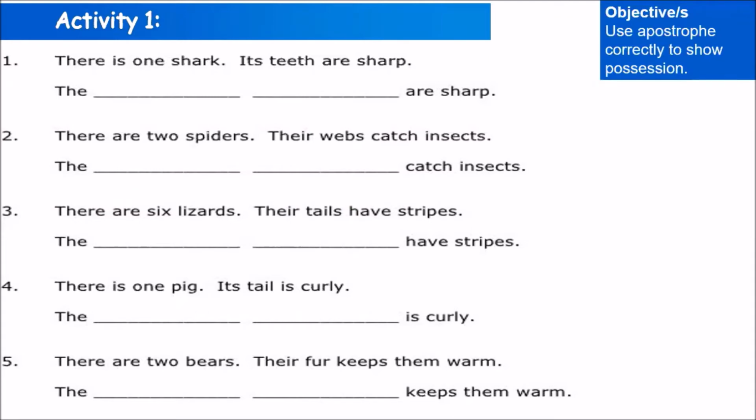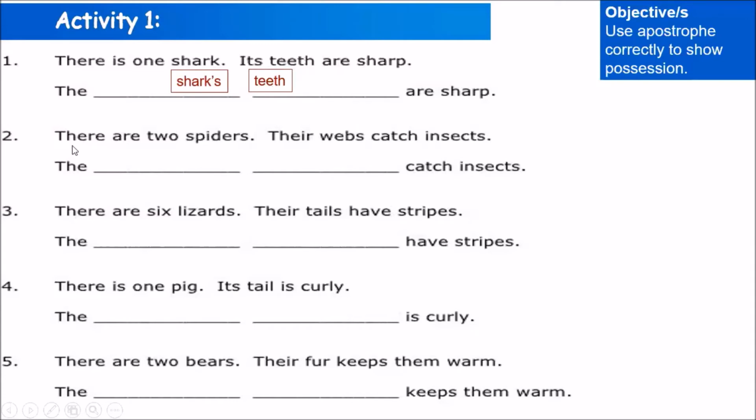So we start with the shark, followed by apostrophe S, since the word shark does not end in S. And what does the shark own, or what does the shark have? What does it have? It has teeth. So we write what the shark owns, or what the shark has. The shark has teeth. So we write teeth. The answer is shark's teeth. The shark's teeth are sharp.